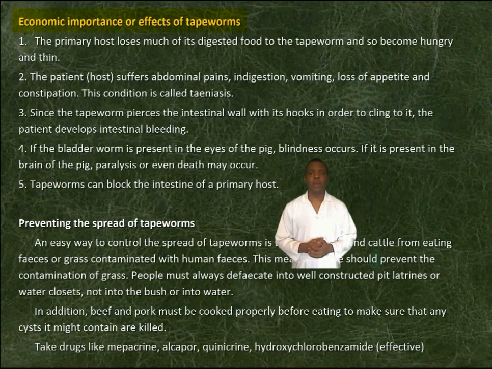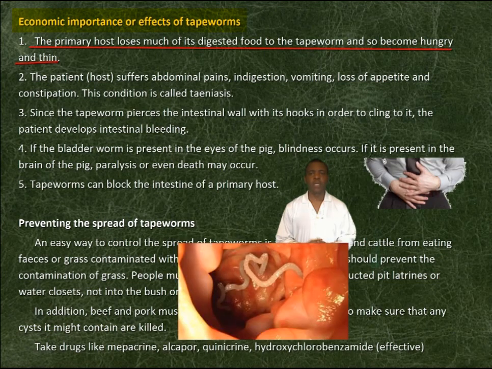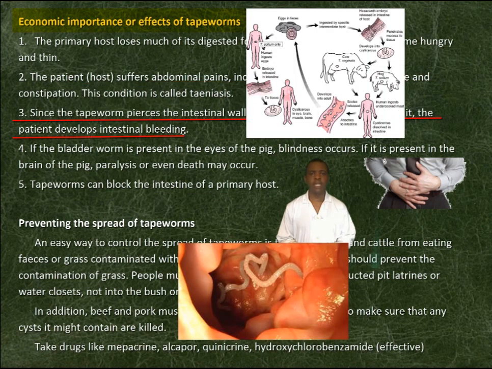Economic importance or effects of tapeworms. The primary host loses much of its digested food to the tapeworm and so becomes hungry and thin. The patient suffers from abdominal pains, indigestion, vomiting, loss of appetite, and constipation. This condition is called teniasis. Since the tapeworm pierces the intestinal wall with its hooks in order to cling to it, the patient develops intestinal bleeding.